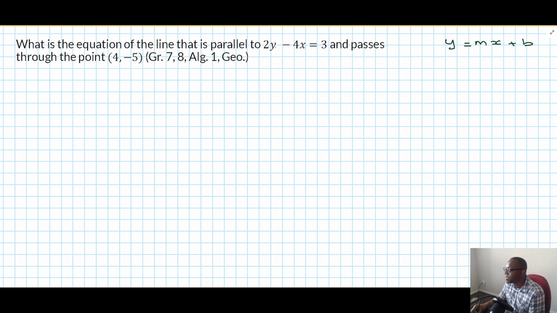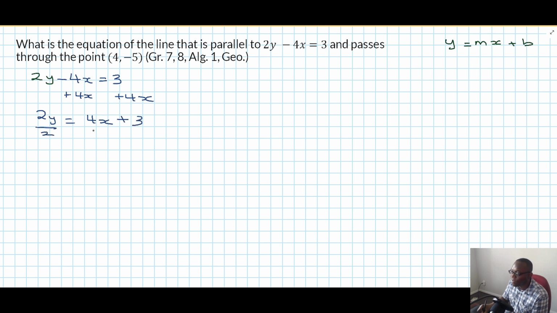So we're going to write this equation in that form. Let's start off here. 2y minus 4x equal to 3. So we need to make sure we have it in the form y equal to mx plus b. So I'm going to add 4x to both sides. So 2y equal to 4x plus 3. And now I have to divide every term by 2. So I have y equal to 2x plus 3 over 2. So this is another way of writing the equation we're given. And now we have to ask ourselves, what do we need to know for two lines to be parallel?